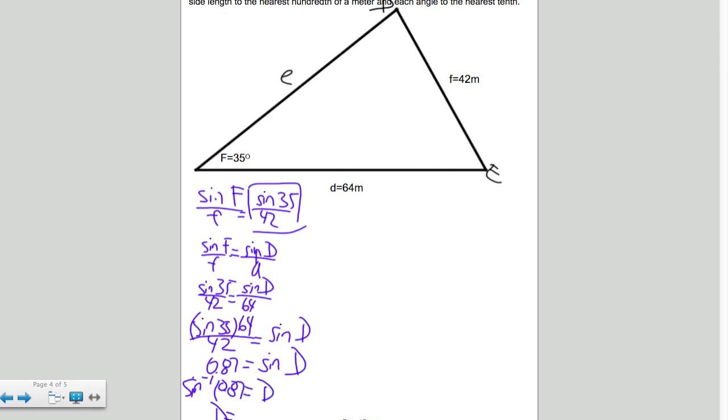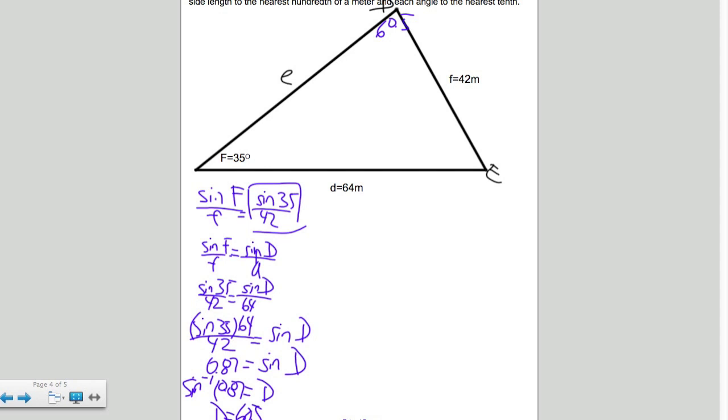And that gives us D to be what? 60 point. So we want the angle to the nearest tenth. So 60.5. Right, so D is 60.5. Okay, so we have the angle D.